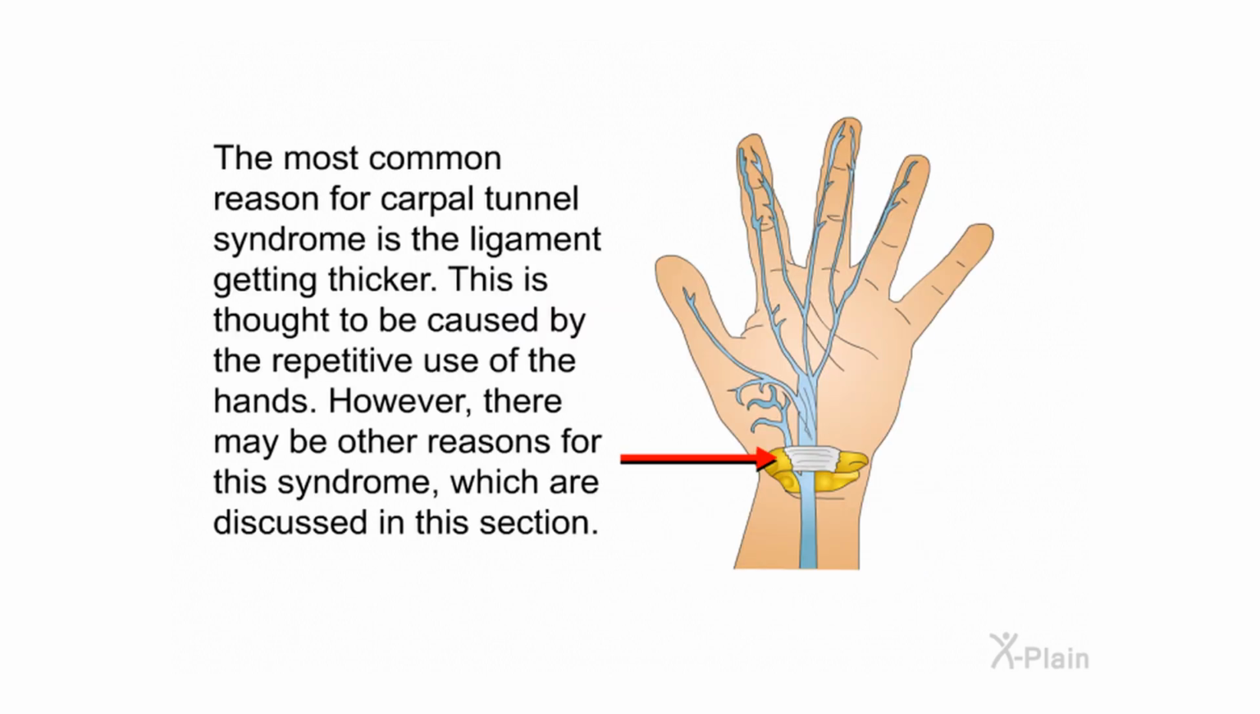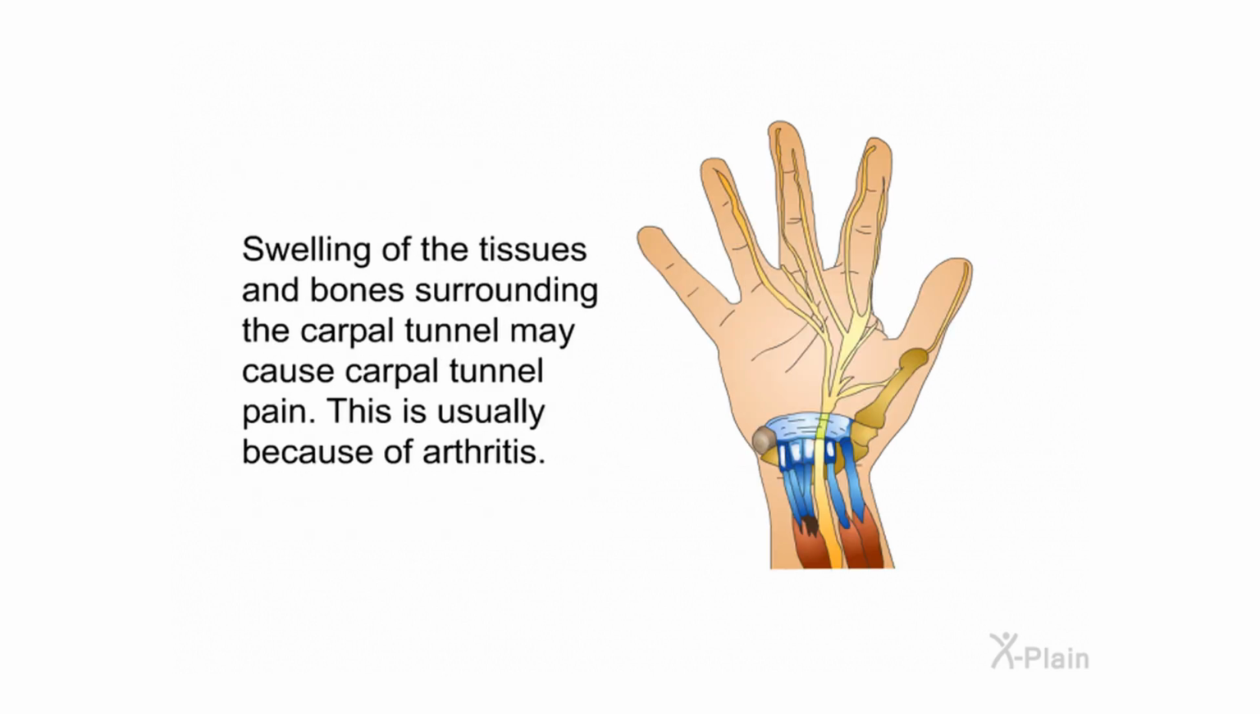Causes. The most common reason for carpal tunnel syndrome is the ligament getting thicker. This is thought to be caused by the repetitive use of the hands. However, there may be other reasons for this syndrome, which are discussed in this section. Swelling of the tissues and bones surrounding the carpal tunnel may cause carpal tunnel pain. This is usually because of arthritis.